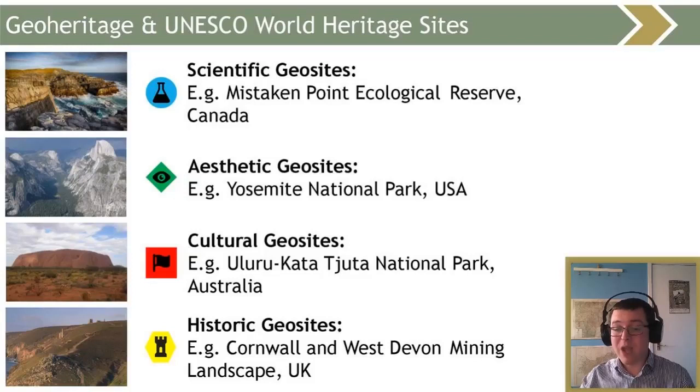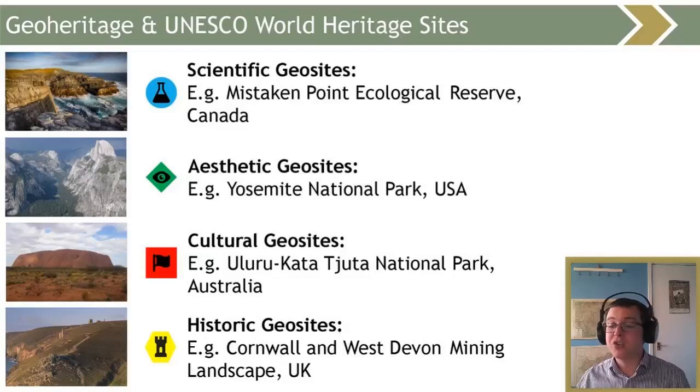Then we have places like Yosemite National Park and many other national parks that you can think of around the world. These are what we might call aesthetic geosites. They are beautiful, stunning geology, and there may be science and other reasons mixed in there as well. But first and foremost, they are beautiful sites to go and see. And that is all underpinned by the geology.